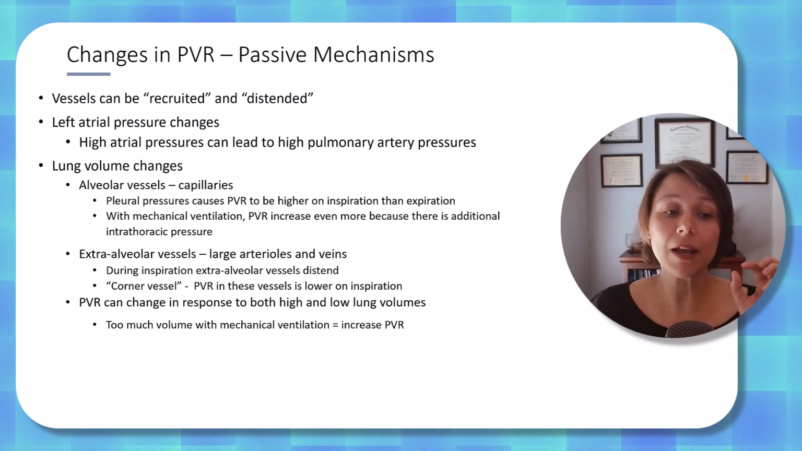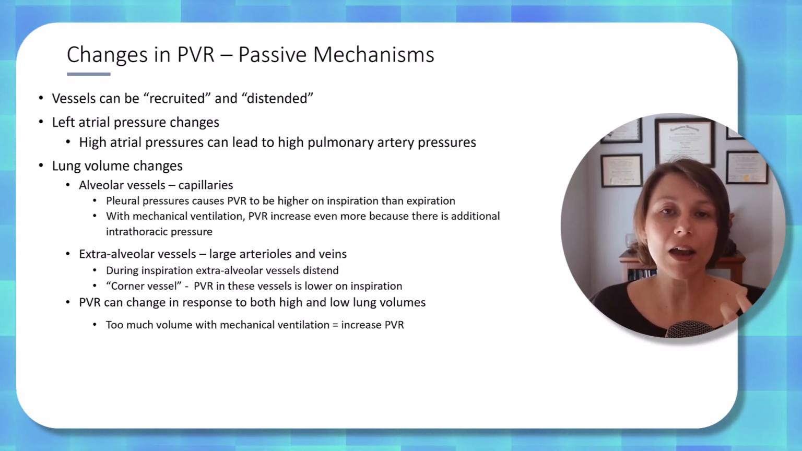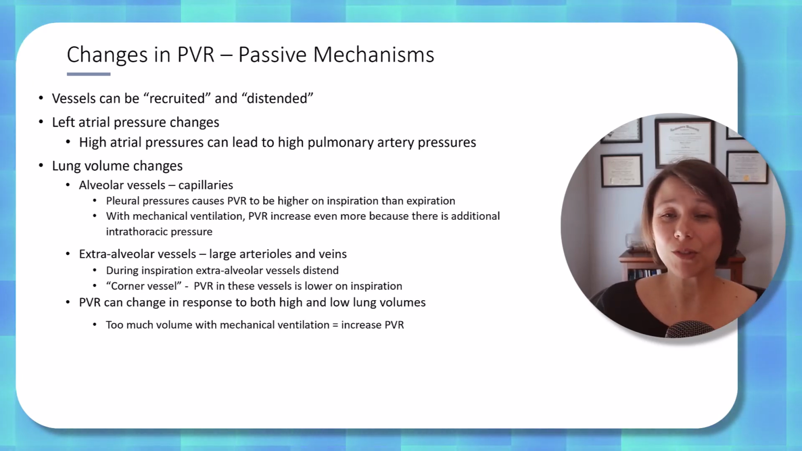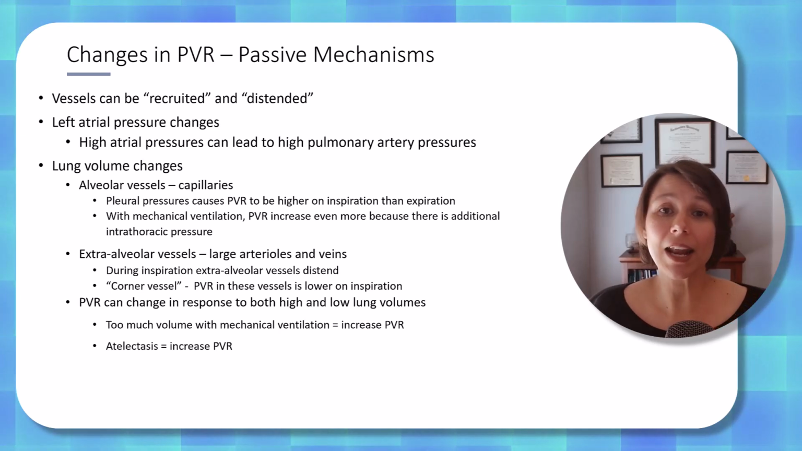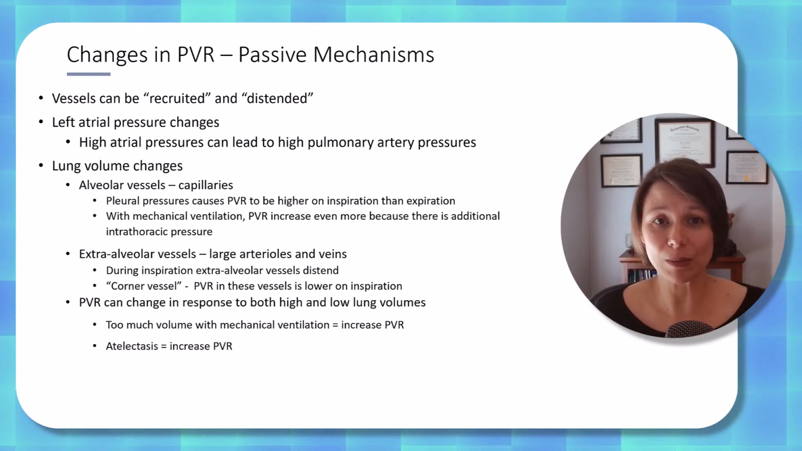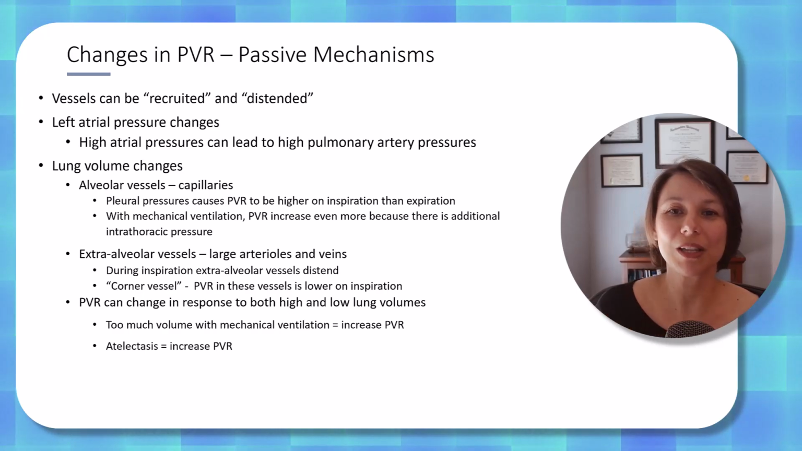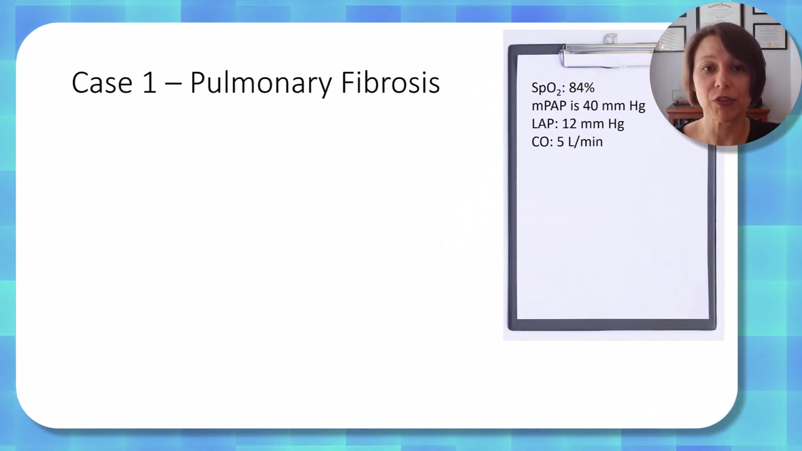So keep in mind that if we have mechanical ventilation, we are getting higher PVR because we have more intrathoracic pressure. But also, if we give too much volume, that's also going to increase PVR. And on the flip side, atelectasis can also increase PVR. So we don't want too much volume in the lungs and we don't want too little in the lungs. So let's go ahead and do a few case studies.